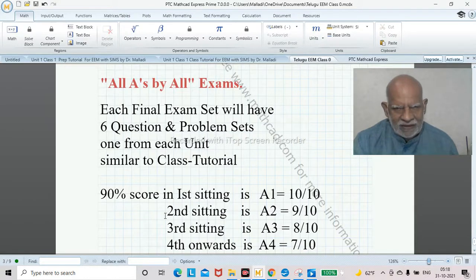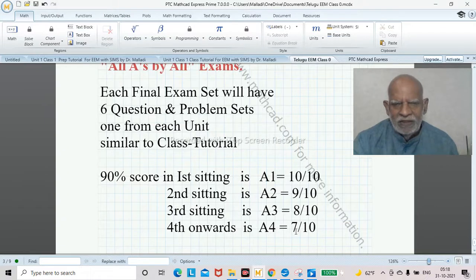If you secure a 90% score in the first sitting, you get 10 by 10. If you get it in the second sitting, you will get 9 by 10. In the third sitting, you get A3, 8 by 10, and from the fourth onwards, A4. This corresponds to 70% in the first sitting in the United States, and I think this is a universal way of grading, and everybody can get an A.